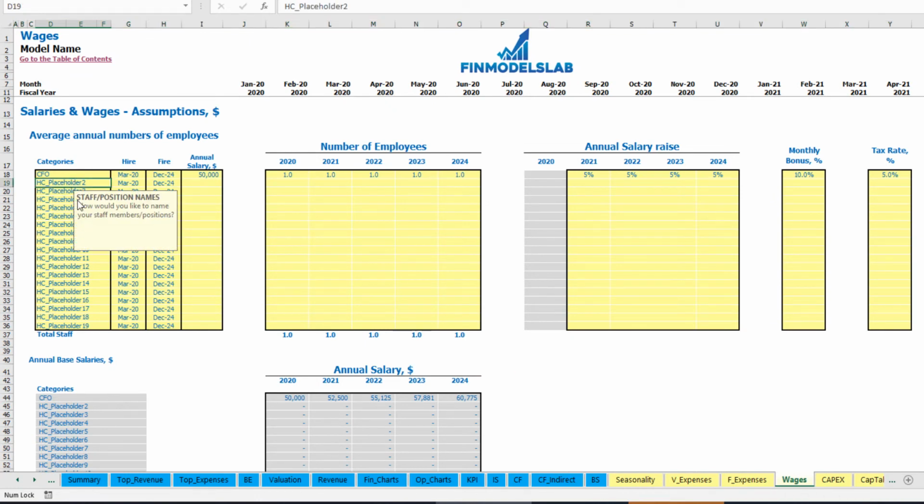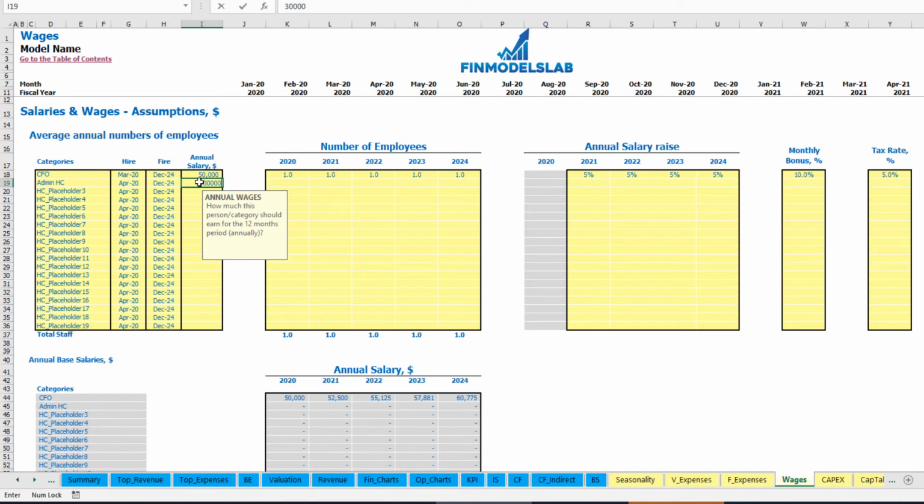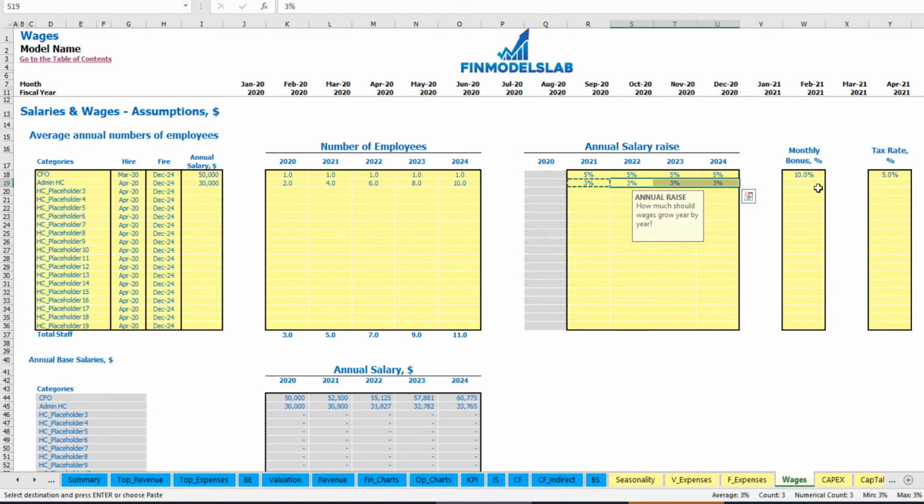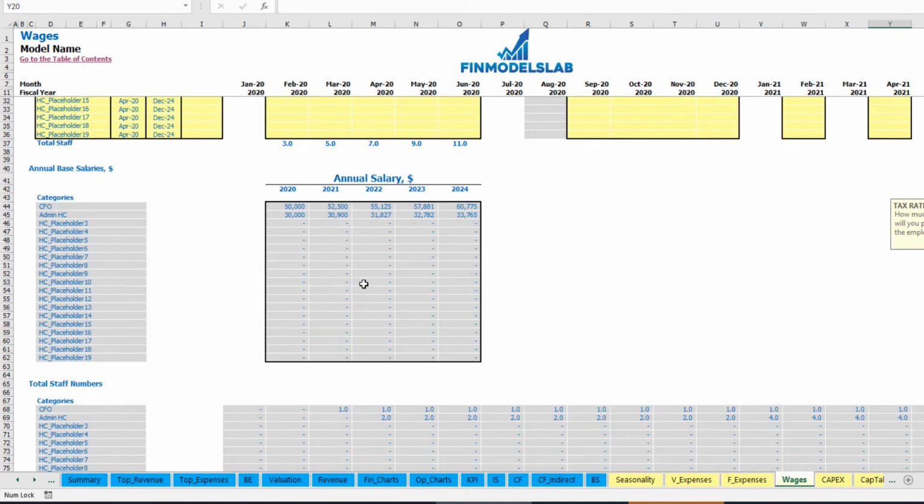Another option, let it be admin account, which will start in April, which will grow till the end of the model with an annual salary of $30,000. Let it be year number 1, 2, then 4, 6, 8, and 10 headcounts. 3% of annual salary growth, 5% of monthly bonus, and 5% of payroll tax rate.